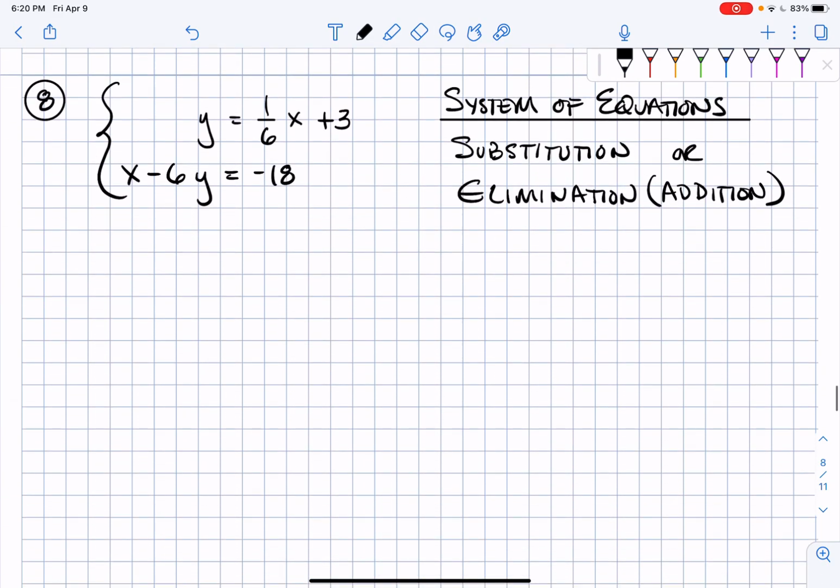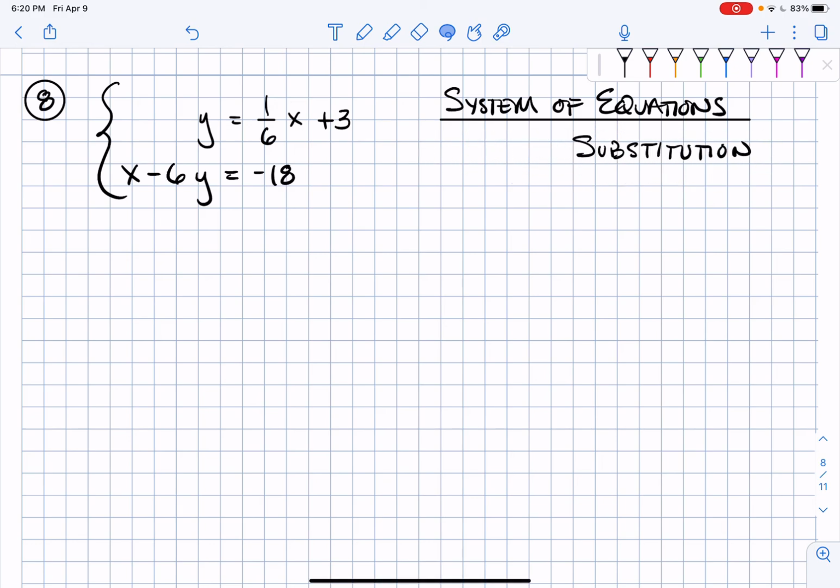On to number 8. All right, so substitution or elimination? Well, again, same thing. The y is already solved for me, so that automatically tells me I should go ahead and do substitution. Okay, so with that being said, I'm going to go ahead and erase the elimination part, and we'll move the substitution over, and I'm going to say using substitution. Okay, so same thing. I'm going to replace the y in the second equation with the y in the first equation. So I'm going to have x minus 6 times 1/6 x plus 3 is equal to negative 18.